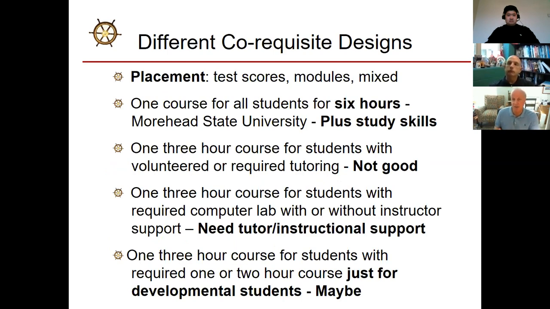I got a replacement at Morehead State: one 6-hour course and a course on liberal arts. That works really well. Three-hour courses for students with volunteers requiring tutoring? That doesn't work, basically. One 3-hour course for students with a required computer lab is not working that well either, because how are you going to get them to learn material they don't even know in the computer lab? And sometimes they can. One 3-hour course for students with a required 1-hour or 2-hour lab does work pretty well.